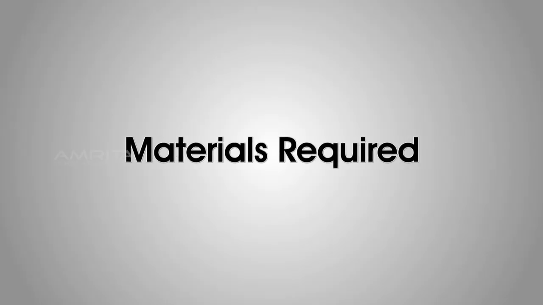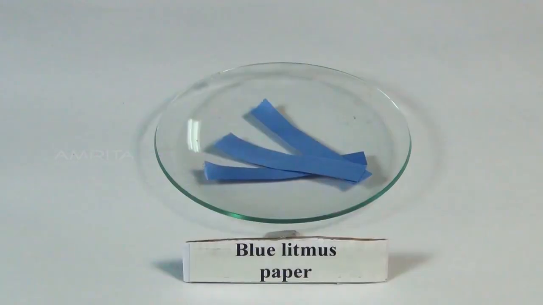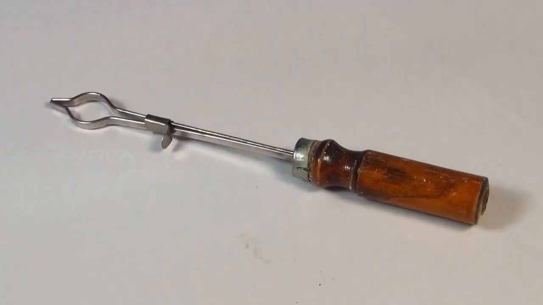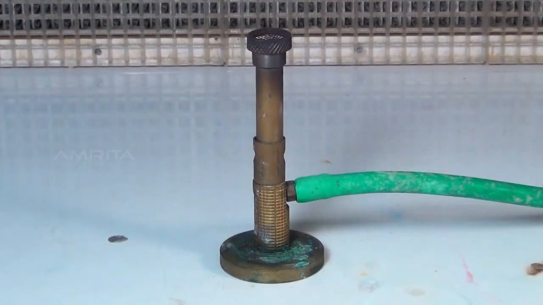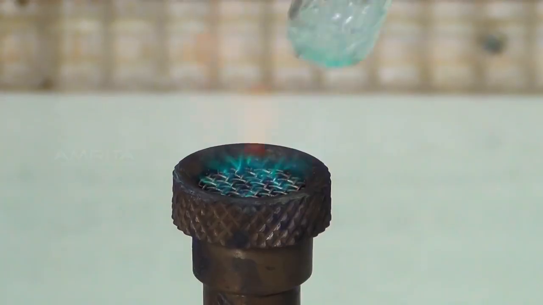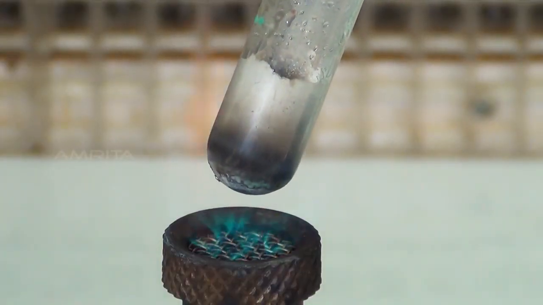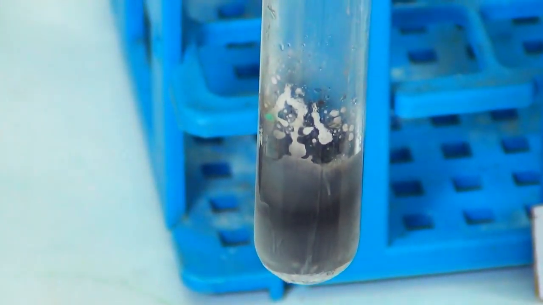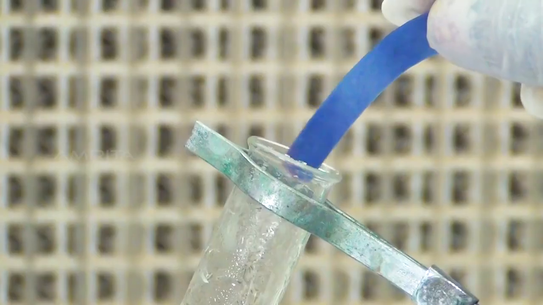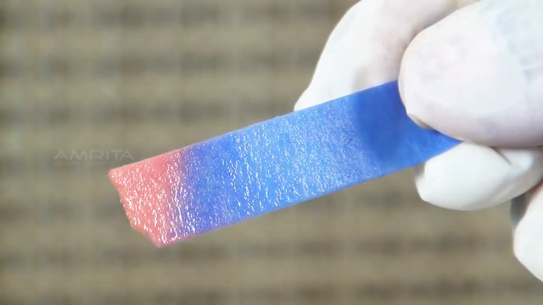Dry heating test. Materials required: original salt, blue litmus paper, test tube holder and Bunsen burner. Procedure: take a small quantity of the salt in the test tube and heat it over the Bunsen burner. On heating, acetate undergoes decomposition to evolve vapors of acetic acid. Place a moist blue litmus paper over the mouth of the test tube. Acetic acid turns the blue litmus paper red.